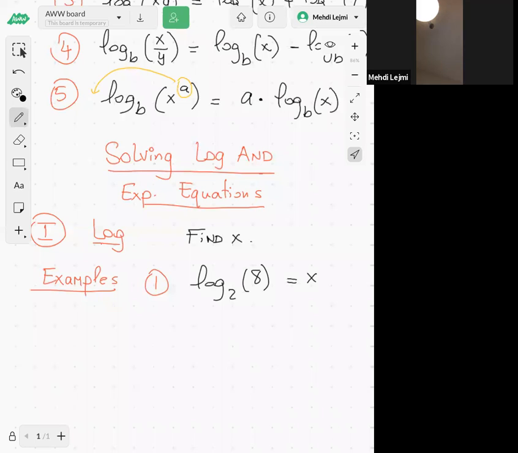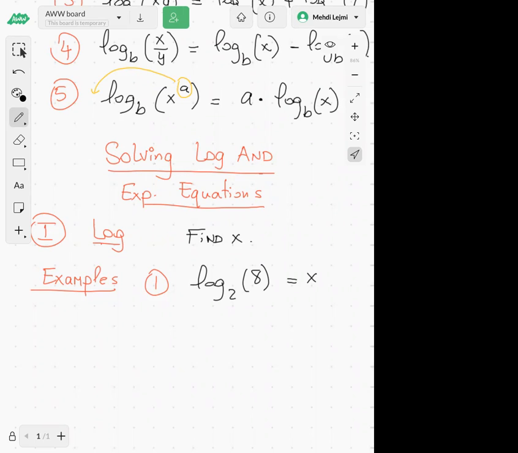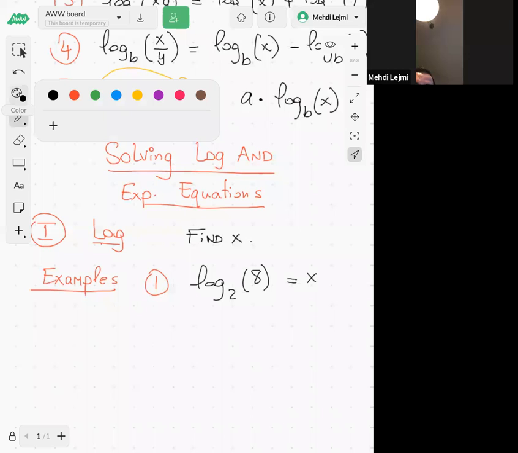Actually, there are different ways to solve this kind of logarithmic equation. I would say the general way to solve logarithmic equations is to apply the exponential. So what we can do is the following. The idea is to always get rid of the log.